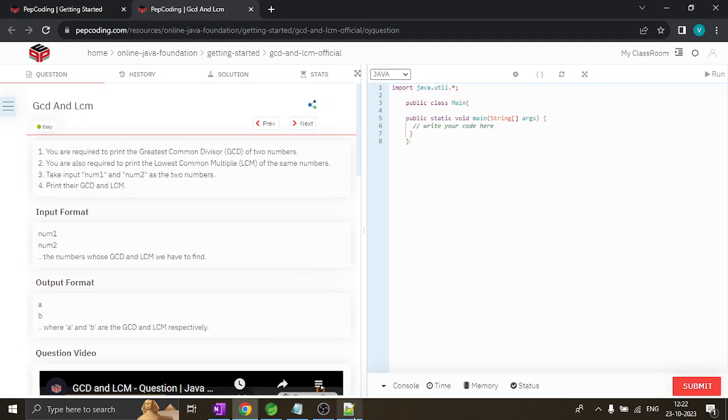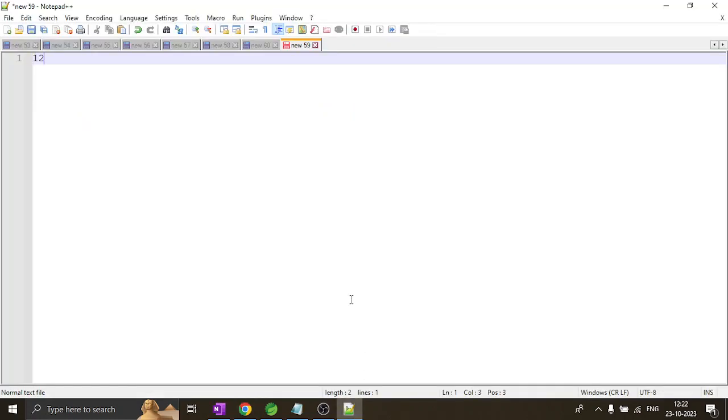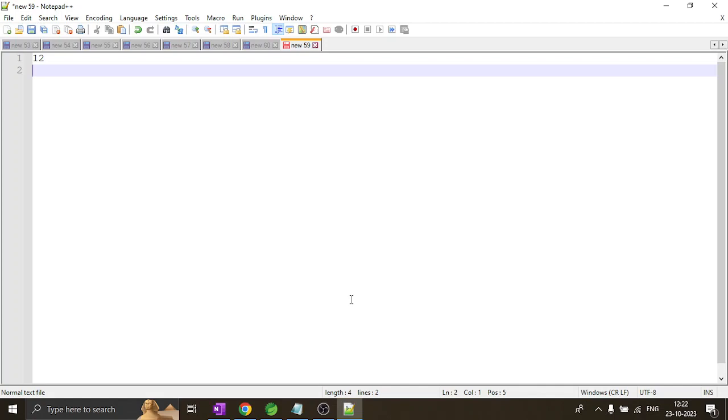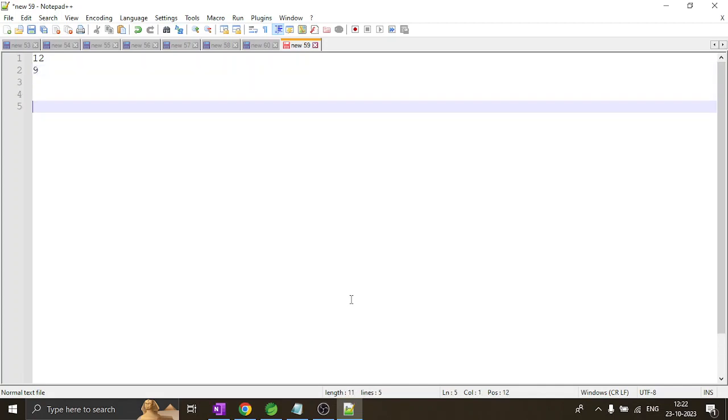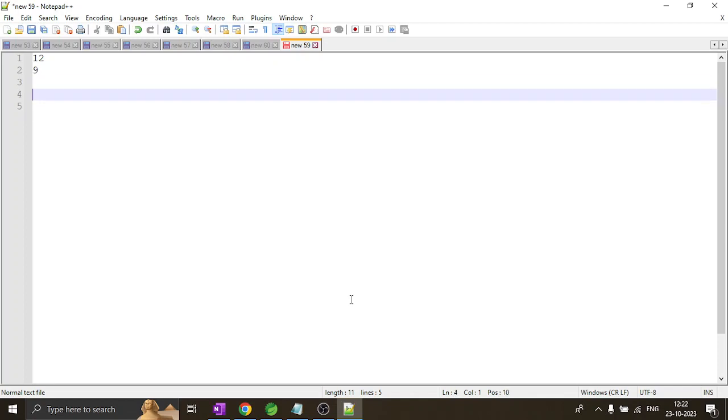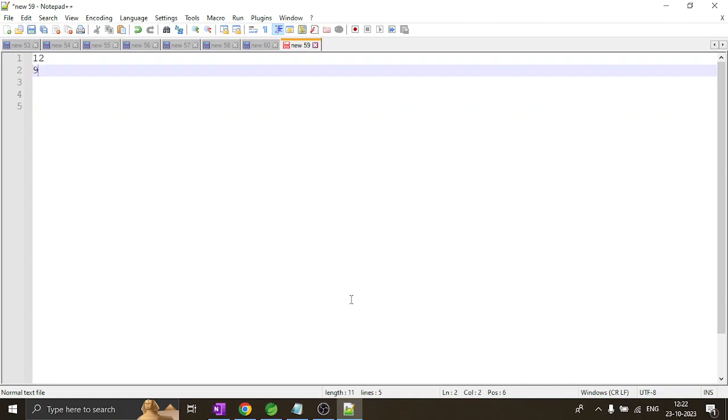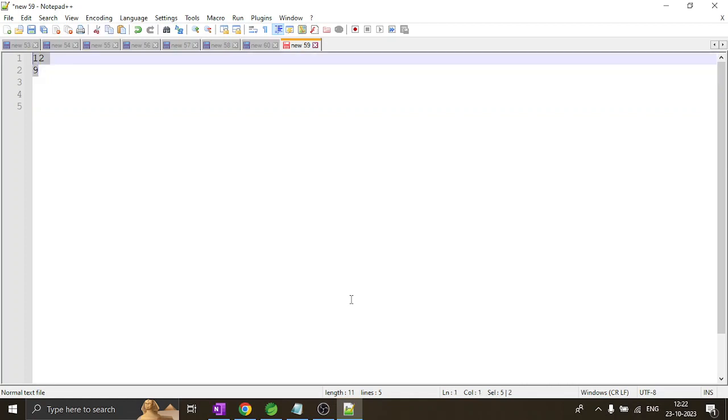Okay, so let's say we have two numbers, 12 and 9, right? And how do we calculate the GCD? Basically, what's the GCD? GCD is the greatest common divisor. So it is the greatest number which divides both of these numbers. So for this it is 3. And how will we get the 3?